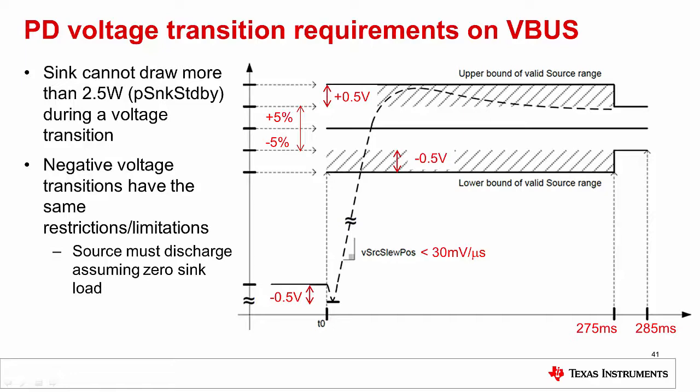The requirements on the negative voltage transitions are very similar. The source can't discharge too fast, and it has the same type of over-undershoot values that it needs to meet.